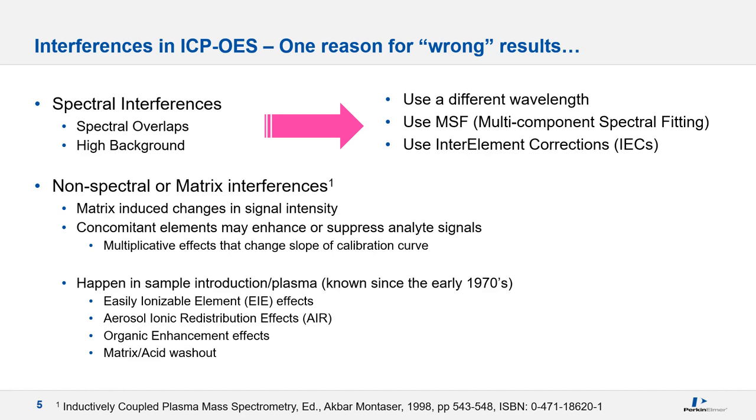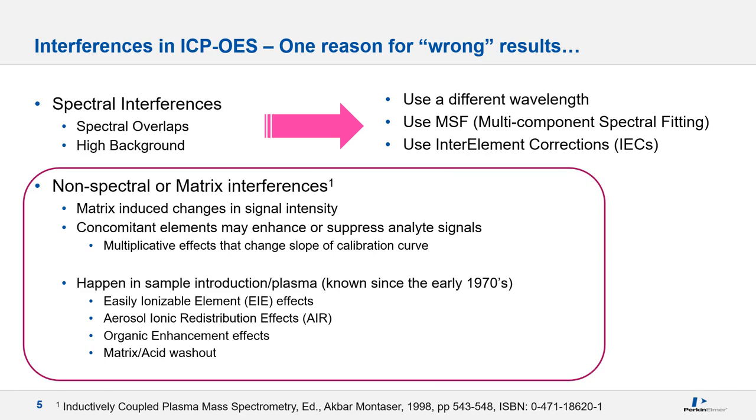Matrix interferences have been studied in ICP-OES since the early 1970s and can generally happen in the sample introduction system or in the plasma. There are some special types of these that have their own names, such as easily ionizable element effects or aerosol ionic redistribution effects. We'll touch on a couple of these briefly. Many of these types of interferences have been studied in quite some detail and have been the subject of many a PhD dissertation.